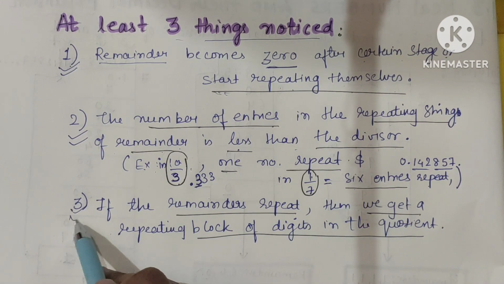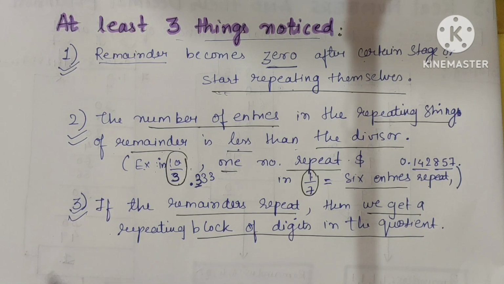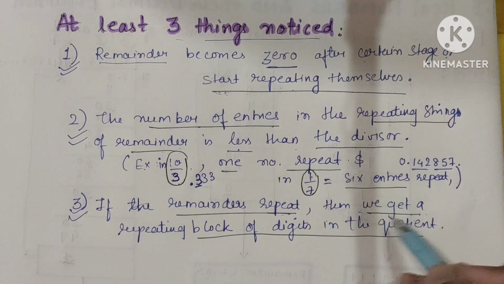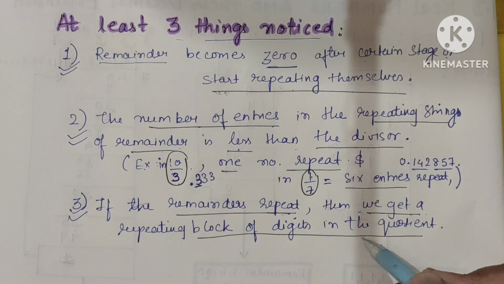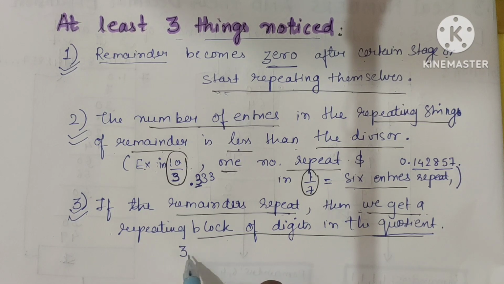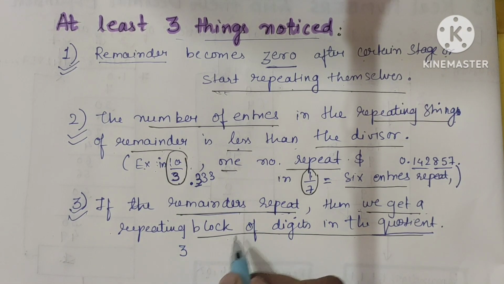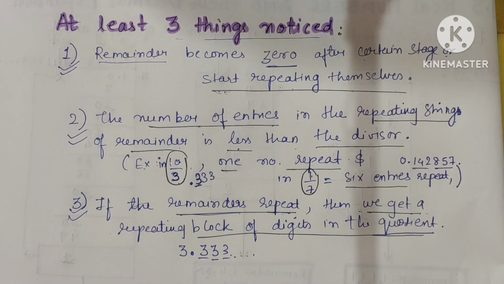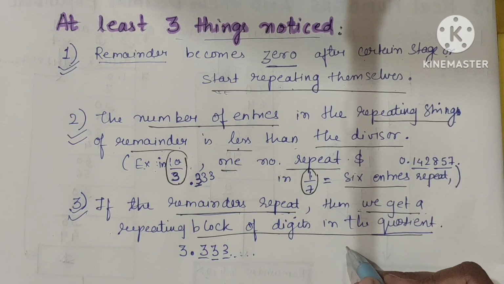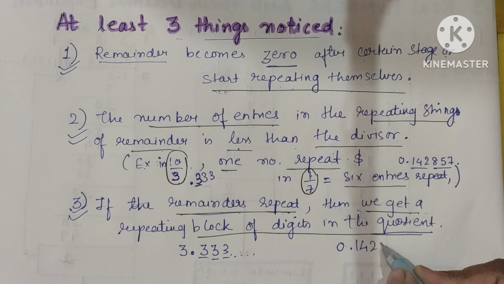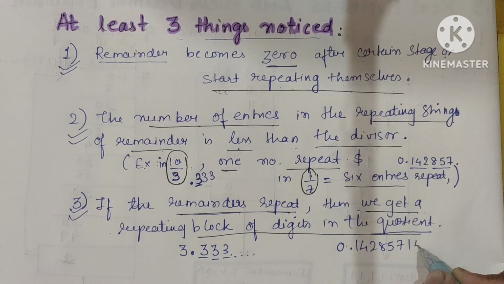The third point is, if the remainder repeats, then we get a repeating block of digits in the quotient. It is nothing else but like if the remainders are repeating, then this block is going to get repeated. Here, if your remainder is going to get repeated, this block is going to get repeated.